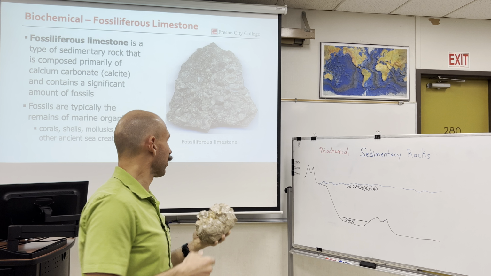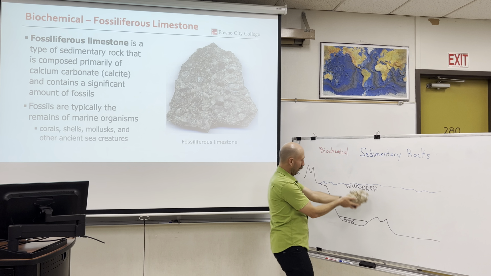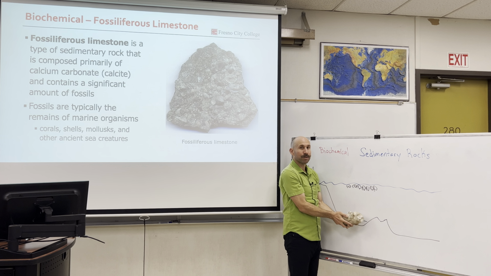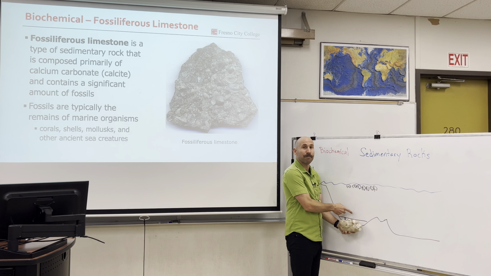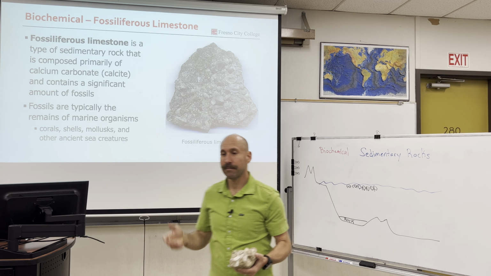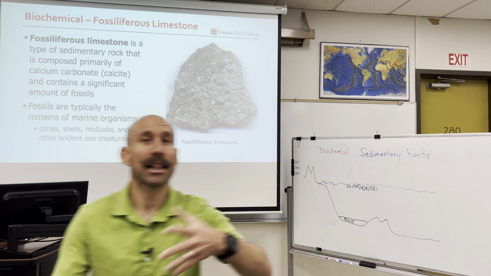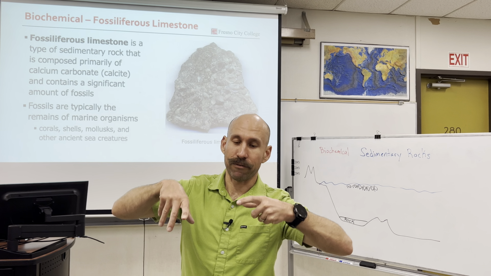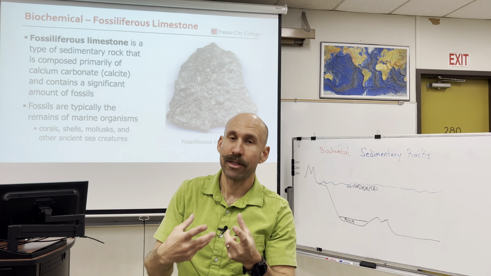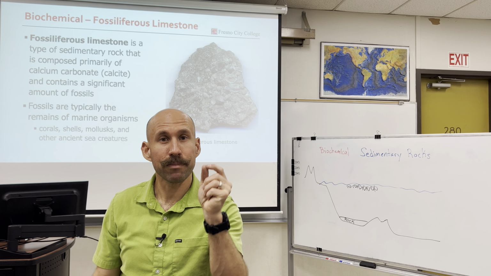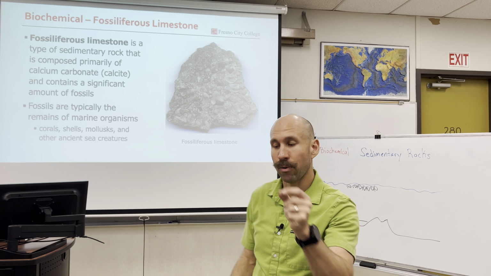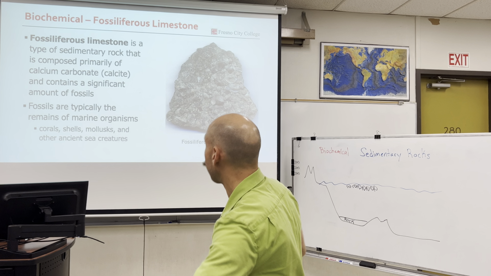So fossiliferous limestone would be one of our biochemical sedimentary rocks. The bio comes from the fact that it's made from the remains of once living organisms. The chemical is because it chemically precipitates into the rock type of limestone as opposed to clastic sedimentary rocks that are from the physical weathering and the transportation of broken pieces of rock known as clasts or detritus. Okay, cool. Let's keep going.